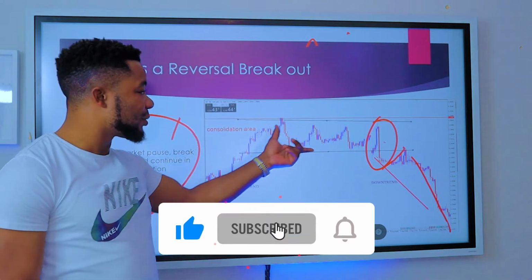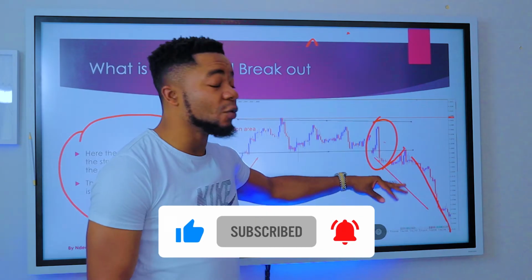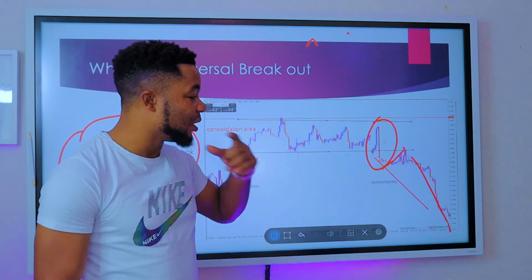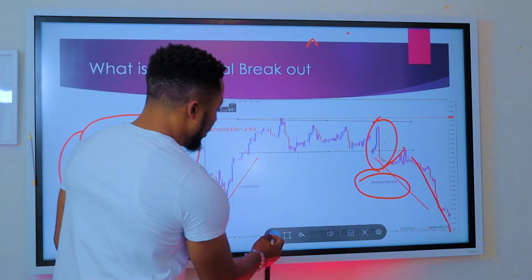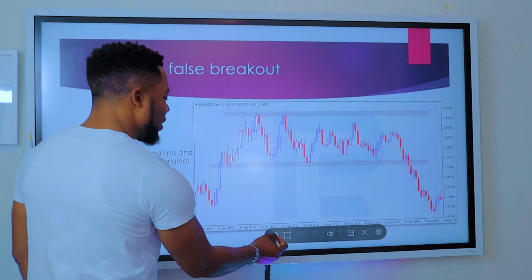Then the uptrend after the consolidation, the trend was changed. The original trend was broken, and now the market is in a downtrend. That is why it is called a reversal breakout. All right. Now let's go to the next one.